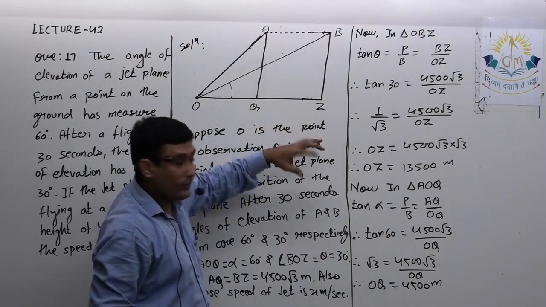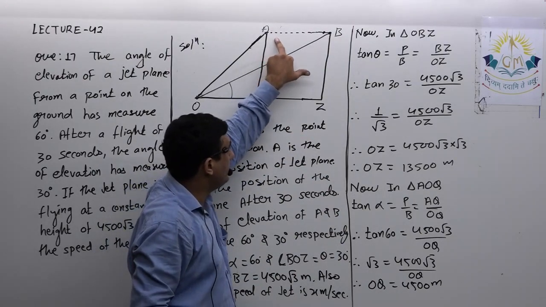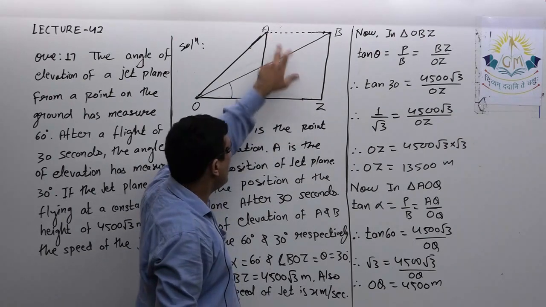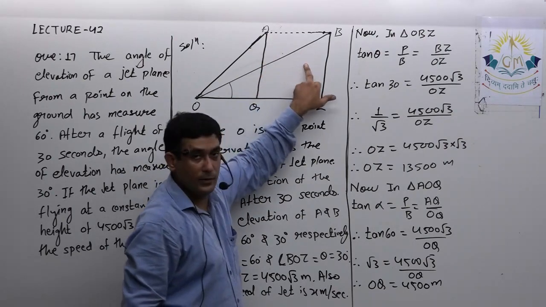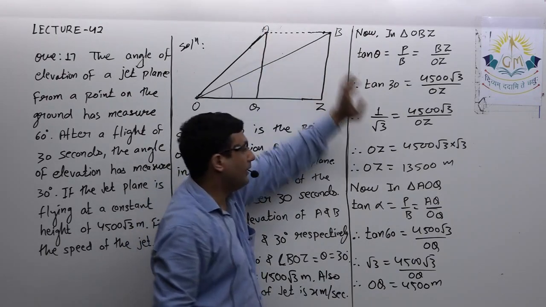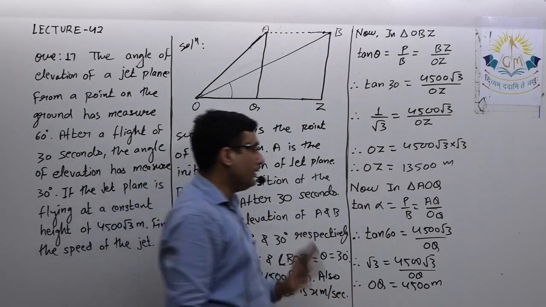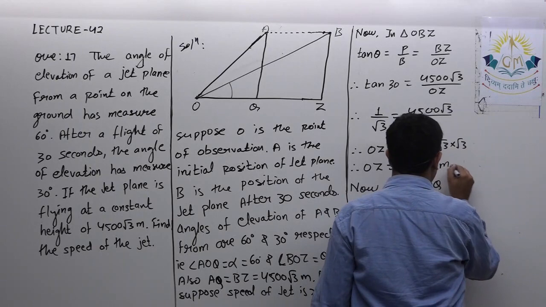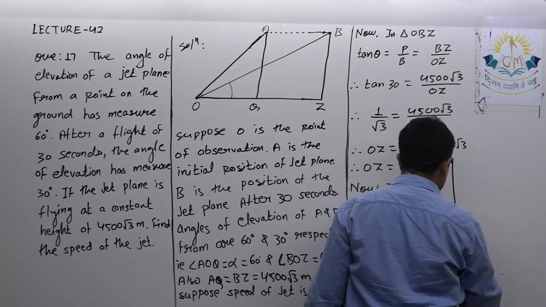Now I will find QZ. Why I need QZ? Because QZ is the distance traveled by jet plane in 6 seconds. Actually QZ is equal to AB. So AB is the distance traveled by jet plane in 6 seconds. So we have distance, we have time. So it will be easy to get speed. So further, over here I am solving it further.